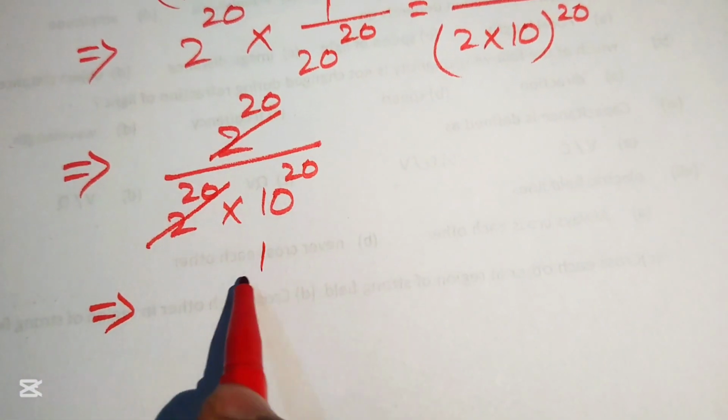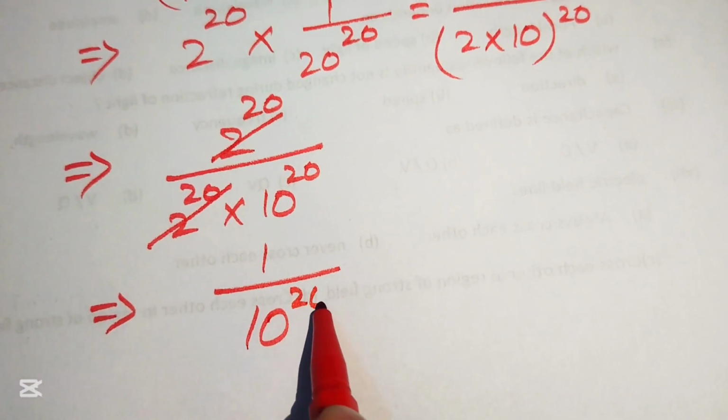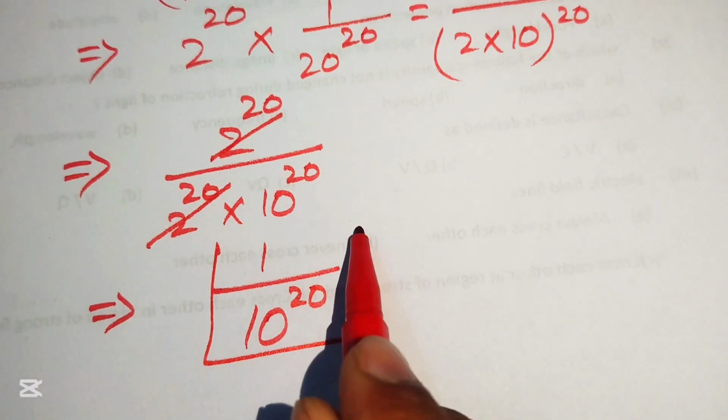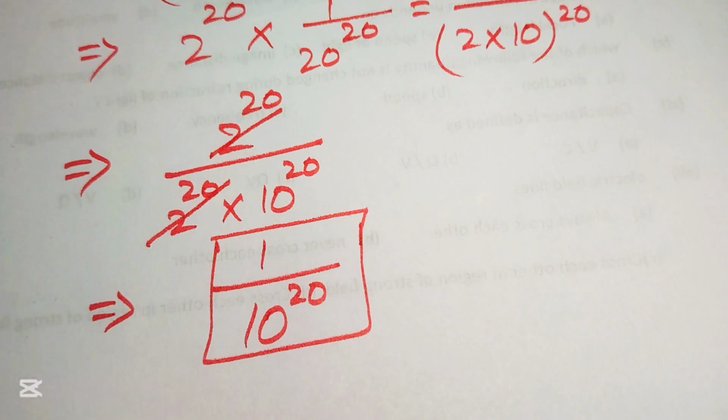And finally, we have the simplified form of the given algebraic expression as 1 over 10 to the power of 20. So this is the same answer which we got in method number 1. And this is the final simplified form of the given question.